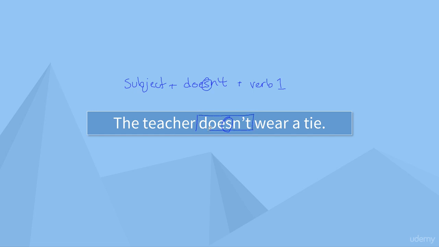So doesn't. Who doesn't? The teacher. So the teacher is the subject, and the teacher is a he or a she. And then verb 1 is wear, to wear. The teacher doesn't wear a tie. So this is she. She doesn't wear a tie, or it could be he as well. He doesn't wear a tie.